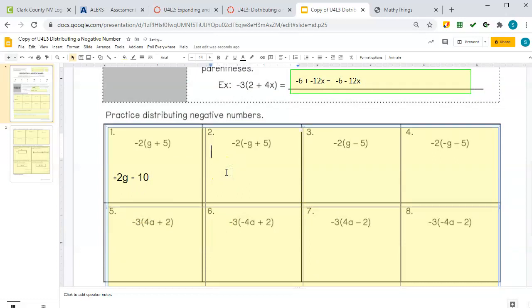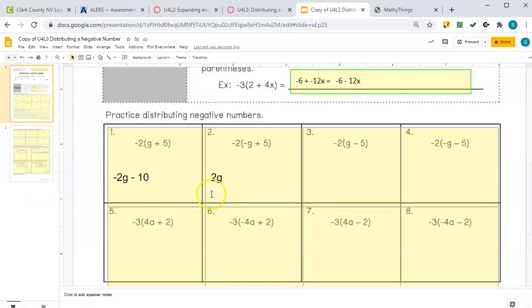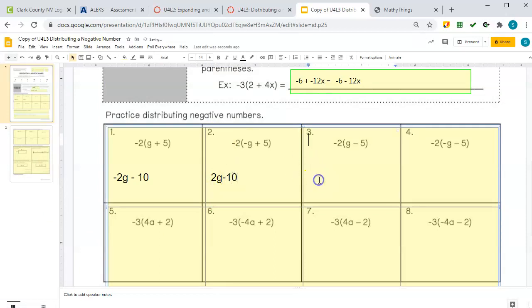Alright, so now let's go through it. A negative times a negative is a positive, so we get 2g, and then a negative times a positive is a negative, so we get minus 10. A negative 2 times g is negative 2g. And then we're thinking of this as plus a negative 5. So negative 2 times negative 5 is a positive 10. So we get plus 10 there.